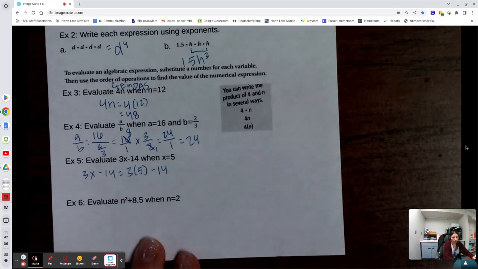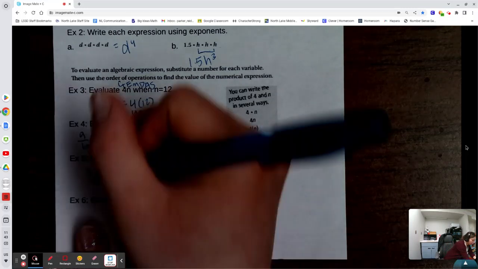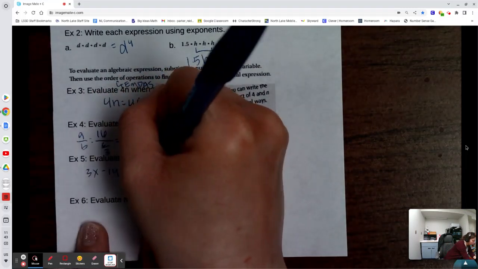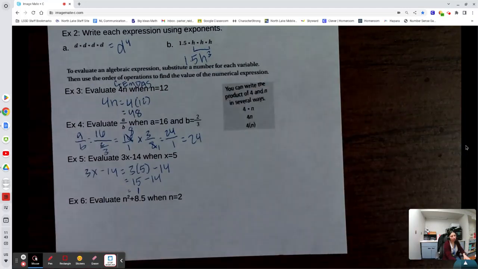Now this is where we got to remember GEMDAS. In GEMDAS, multiplication comes before subtraction. So I'm going to do 3 times 5 first. I get 15. Then I do 15 minus 14, and I get 1. So the value of this expression when x equals 5 is 1.